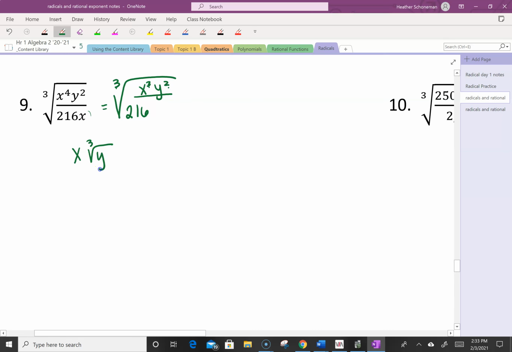None. That doesn't simplify, so I have to leave it as a radical. What is the cube root of 216? That's on your list, or you can put it in your calculator. You just get 6.